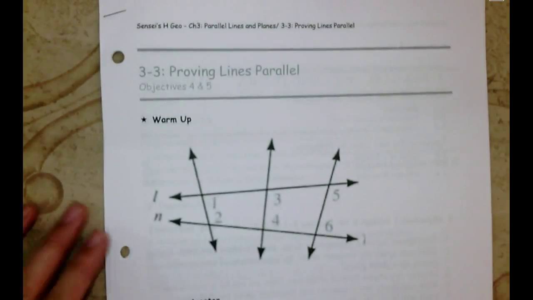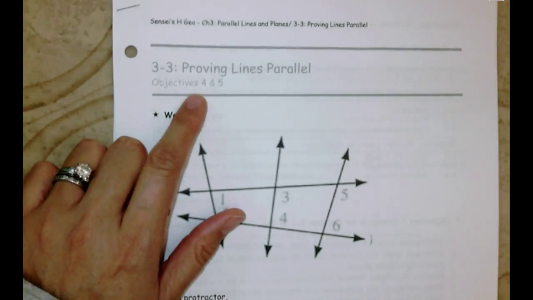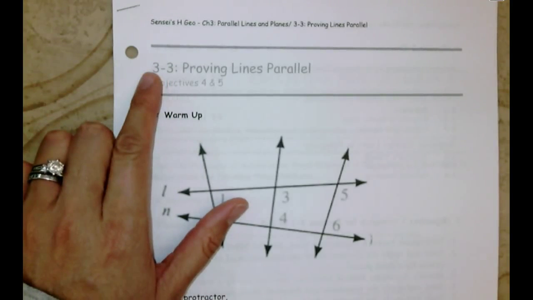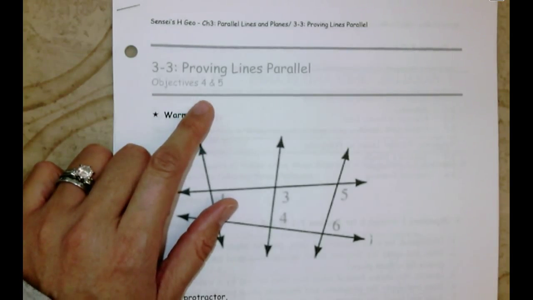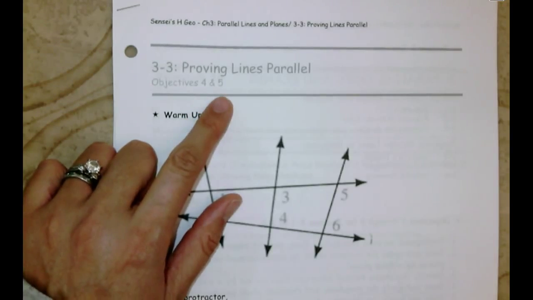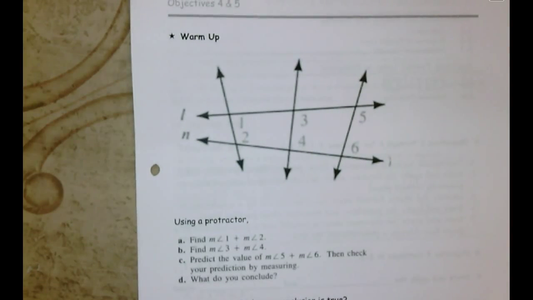Okay, section 3.3, objectives 4 and 5. We did part of objective 4 in 3.2. 3.3 has converses of the postulate and theorem that we did in 3.2, plus 2 more theorems. We are going to skip the warm-up because this is a long packet. If we have time, we'll do it in class, okay?